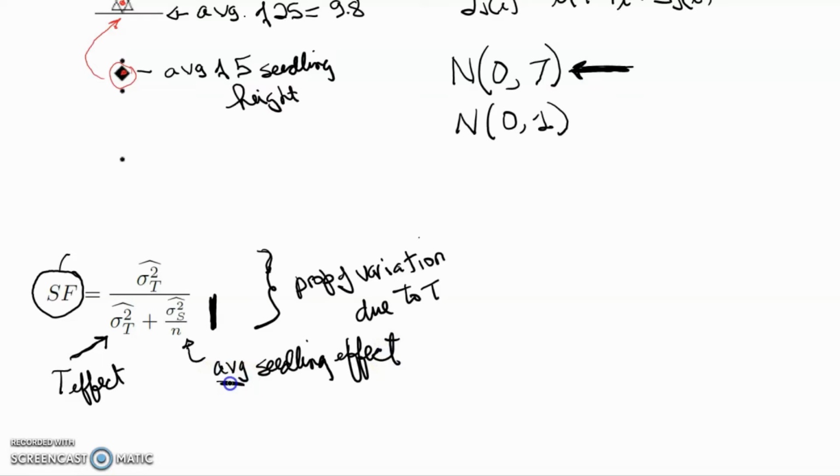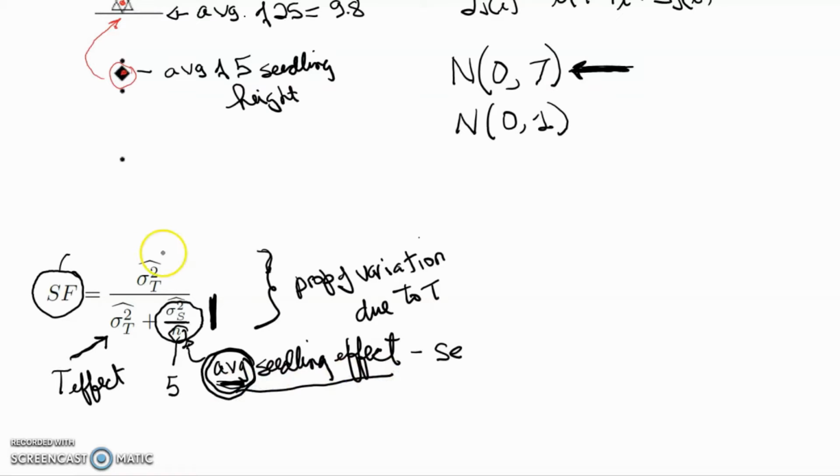Now, because we're dealing with an average seedling effect, and we know that when we're dealing with the variability or the variance of an average, that's going to be the standard error. So this expression here takes the variance of the seedling effect, divides by n is equal to 5, because that would be the variance of the average of 5 trees.